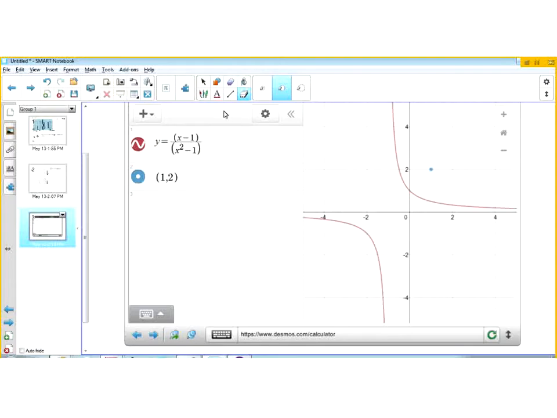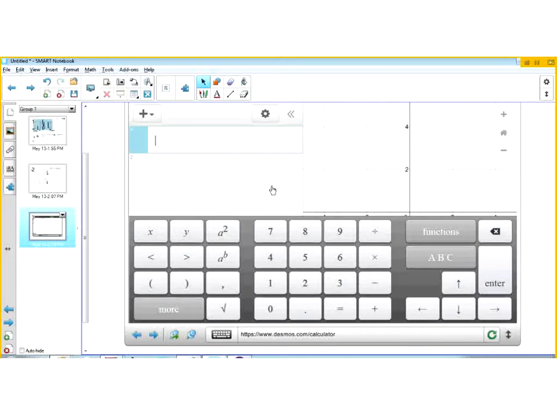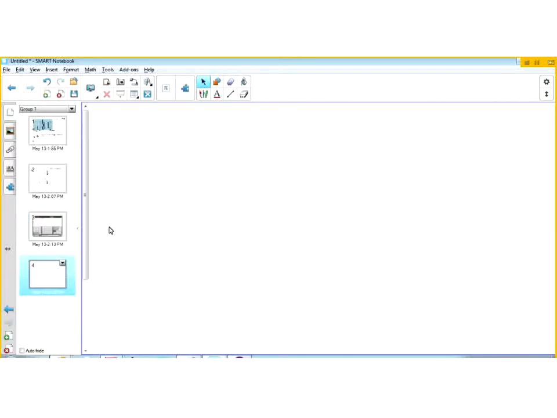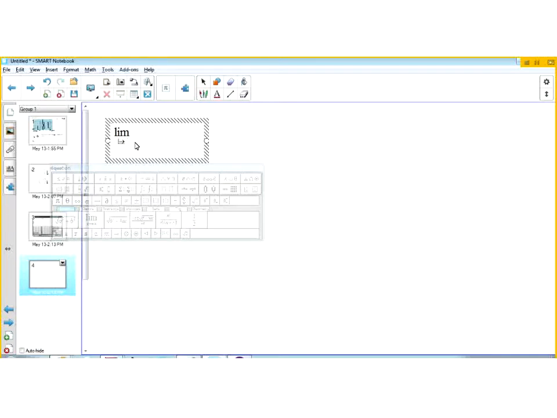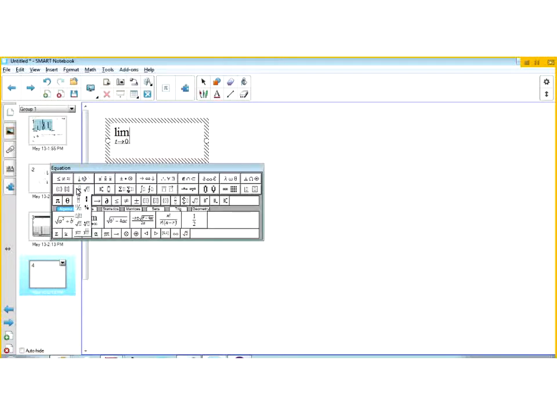So let me scratch this. All right, so I'll come back to this graph. Let me add another page. Okay, so let's consider another limit for a rational function. The limit, say as t approaches 0 for this function.